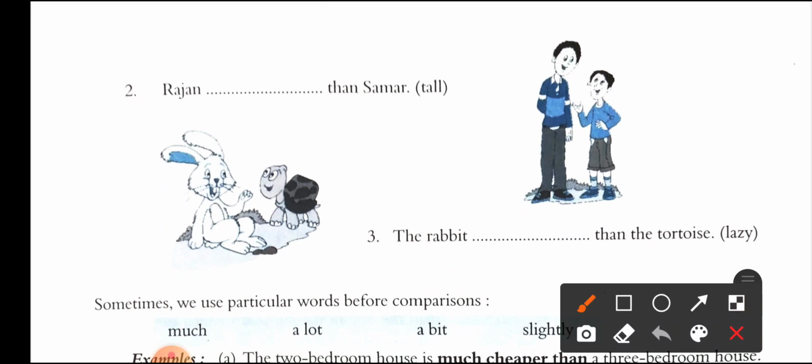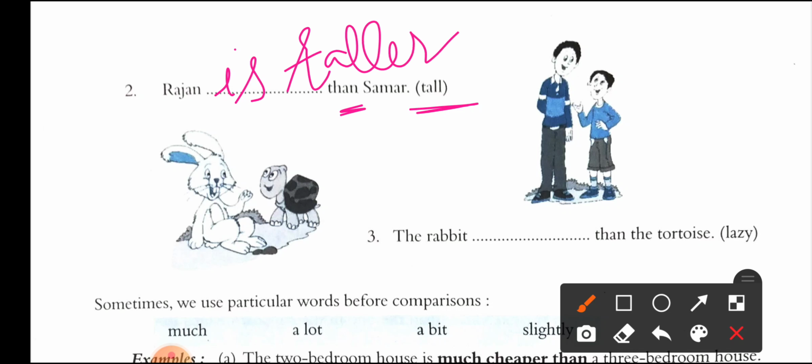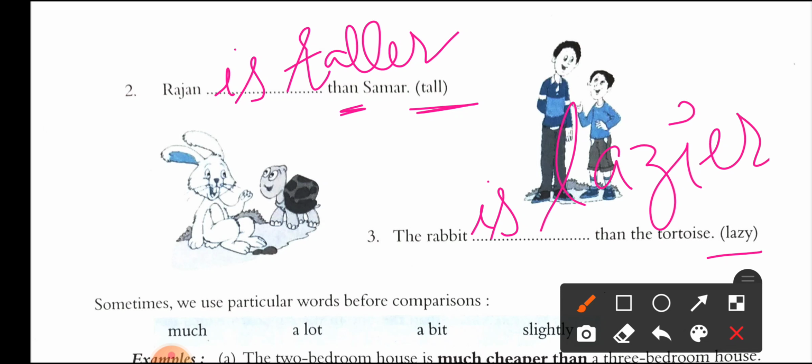Rajan dash than Summer. So tall is given. So what you will do? Rajan is taller, T-A-L-L-E-R, taller, and than is already given here. Rajan is taller than Summer. Next one is the third one, the rabbit dash than the tortoise. This is tortoise, okay, not tortoise. The rabbit is, lazy is given, L-A-Z-I-E-R, lazier, and than is already given. So rabbit is lazier than the tortoise. So this was exercise number F, I hope so.